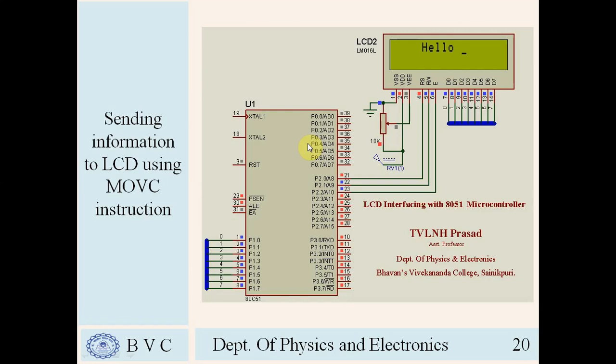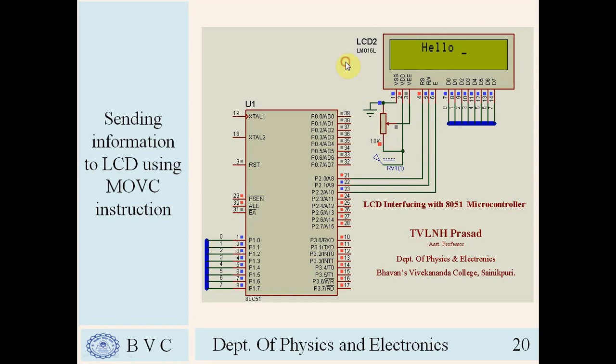Now here you can see the output. Port 1 is connected to the data pins, register select is connected to P2.0, P2.1 is connected to read or write, and the enable pin is connected to P2.2. The moment I execute this particular program, you will see the string hello coming on the LCD screen. This is going to be the last slide of our presentation.